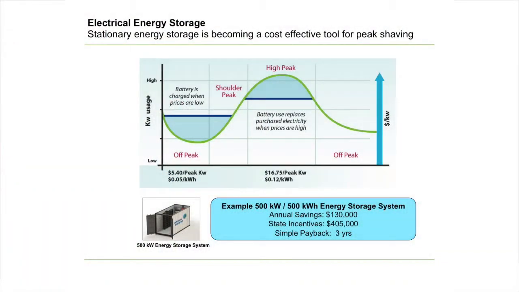So I have an example here, which is an example of a very large building. It's actually a campus example in this case. In this particular case, we have a 500 kilowatt system with a 500 kilowatt hour system. So it's 500 kilowatts of power that you can use for 1 hour in duration.